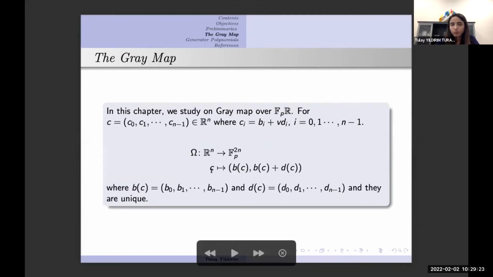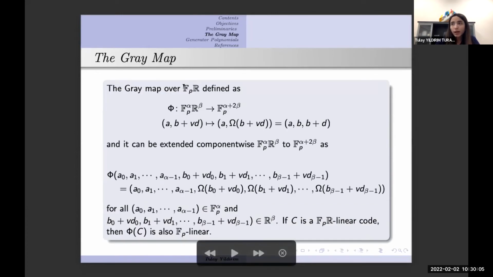We always know that the Gray map gives a relation between the ring and the field for the codes. So if C is a code over R, we can move these codes to the field, from R to Fp to the power n. Why do we take 2n? Because here R is Fp plus vFp. For any code, we define the Gray map which sends c to (b, b plus d). Why? Because here C we took as 2n tuples.